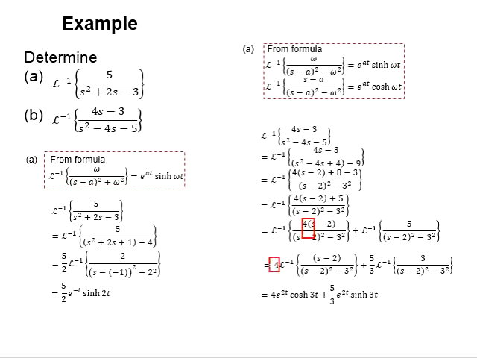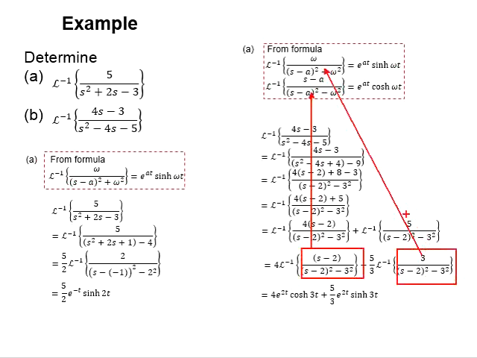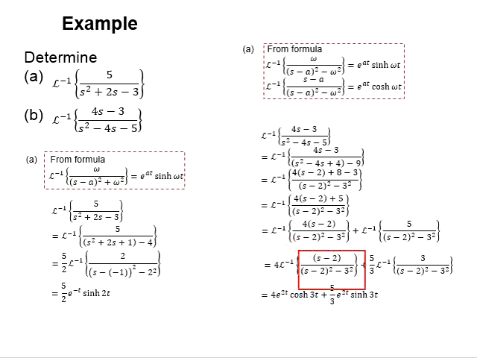Bring out the constant 4 here and compare this with this, while comparing this with this. In comparison of these two functions here, you know that a is equal to 2 while omega is equal to 3. Substitute the relevant values, you will obtain this. You have a constant number in front, and compare this with this. You know that omega now is equal to 3 while a is equal to 2.